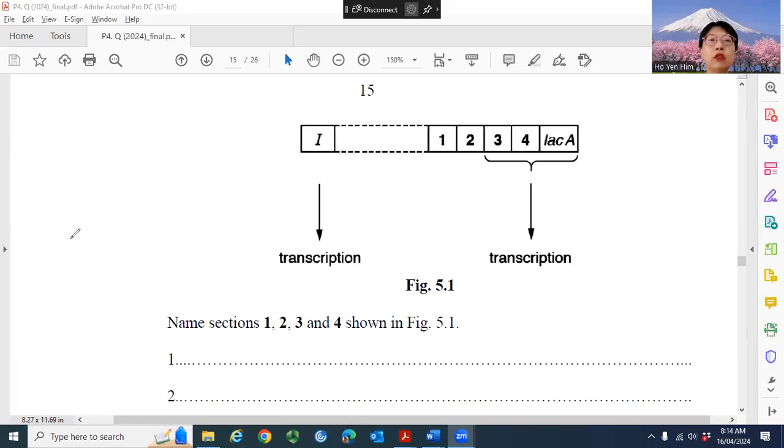Okay, question number 5. Am I recording? Yes, okay. Question number 5. So name sections 1, 2, 3, and 4.